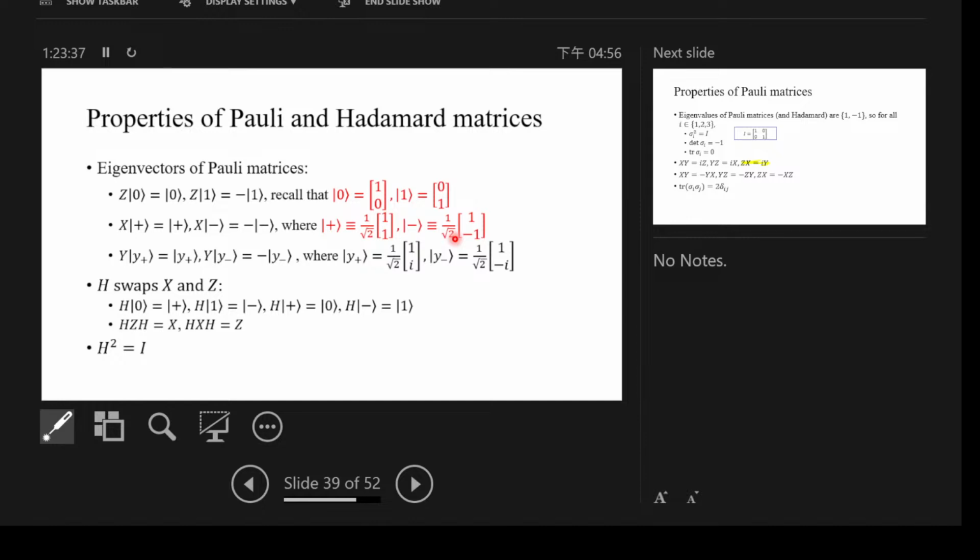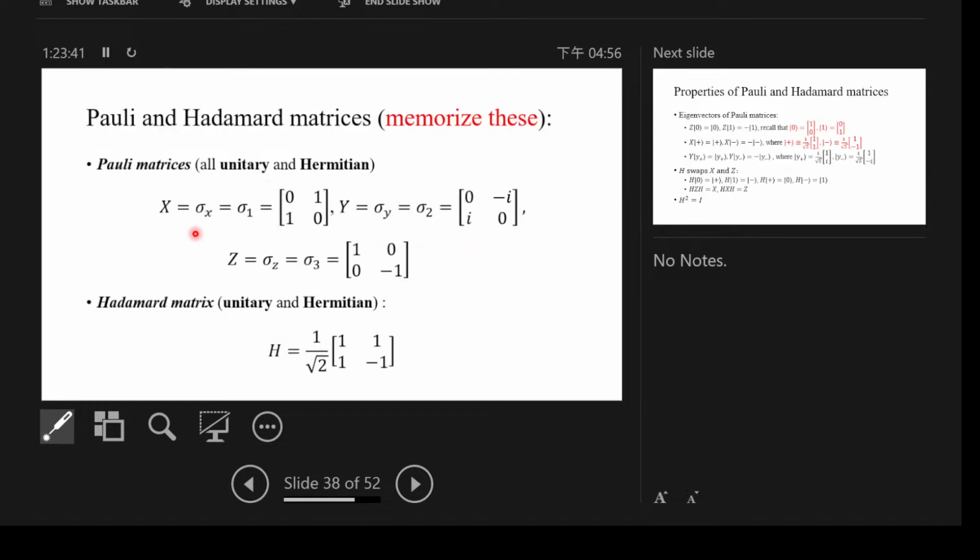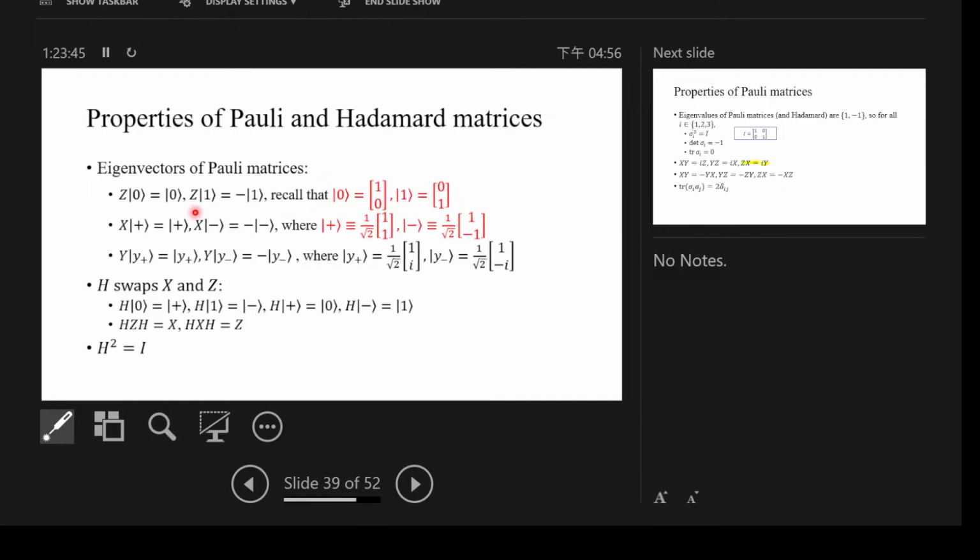And you can easily check just by doing matrix multiplication. You multiply (1, 1) and then (1, minus 1) by this matrix. You see that (1, 1) goes back to (1, 1), and (1, minus 1) multiplied by X goes back to (1, minus 1), but with a minus sign.